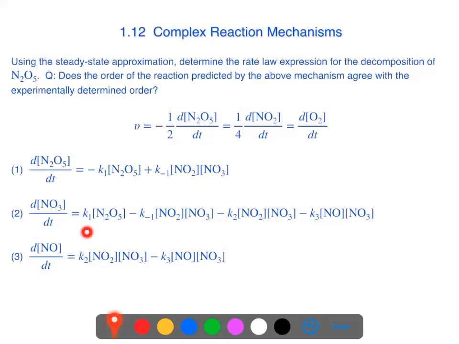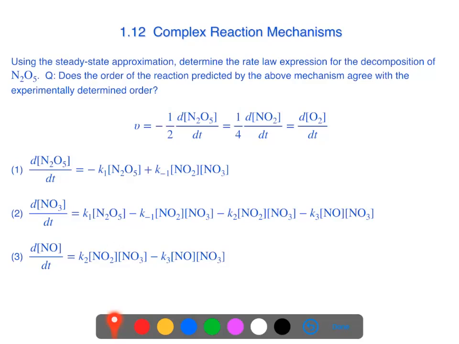So we have it being formed in the first step with a rate constant K1 and dependent upon the concentration of N2O5. It's being consumed in the second step with a rate constant K minus 1 and dependent upon the concentration of NO2 and itself, NO3. In the third step, it's also consumed with a rate constant K2 with the concentration of NO2 and NO3 being important. And in the fourth step, NO3 reacts with NO. It's also being consumed in that step with a rate constant K3 as NO2 is being formed in that fourth step.